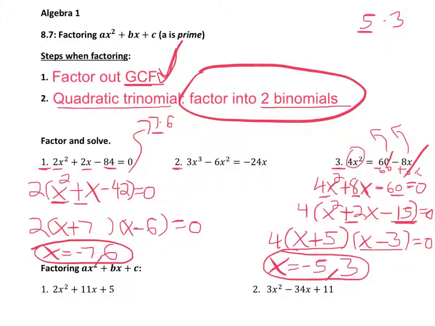So we never did that before. We either just factored out the GCF and that was it, or we just factored into two binomials. What we showed with number 1 and 3 is we did both. Always look for a GCF first, and then if you have a quadratic trinomial in the parentheses, then factor those into two binomials.